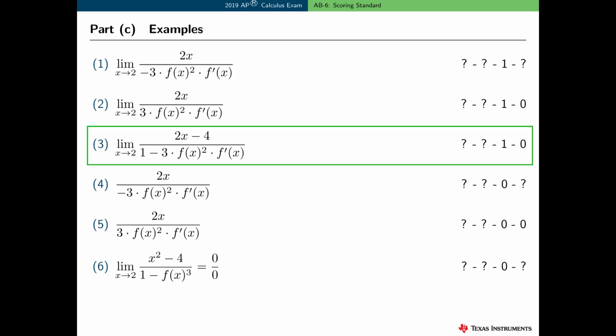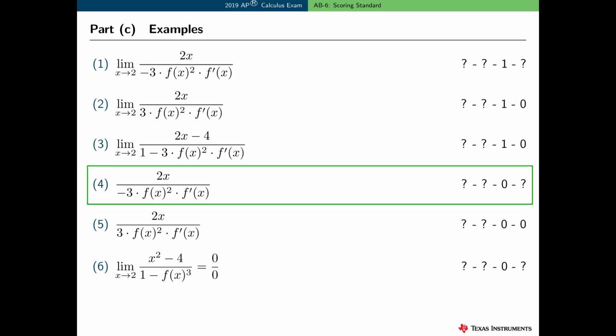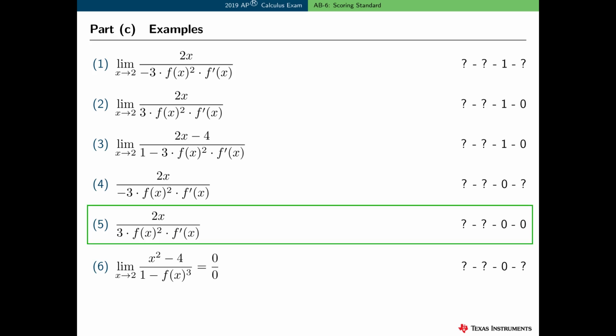In example 3, I can see L'Hopital's rule in the denominator. So this earns the third point, but not the fourth. In example 4, there is no limit notation. This does not earn the third point, but is eligible for the fourth.